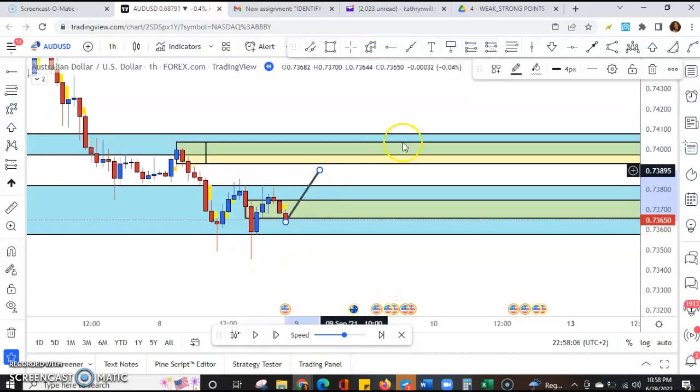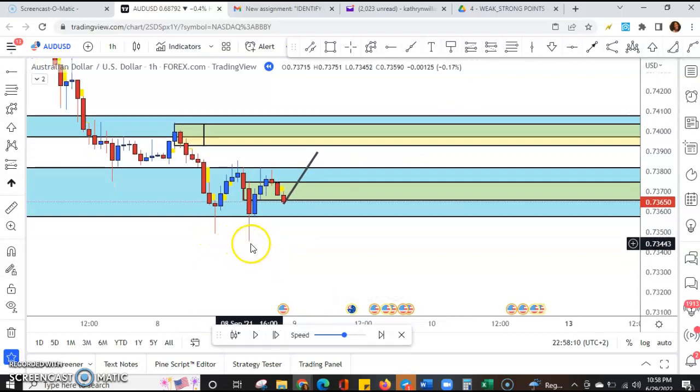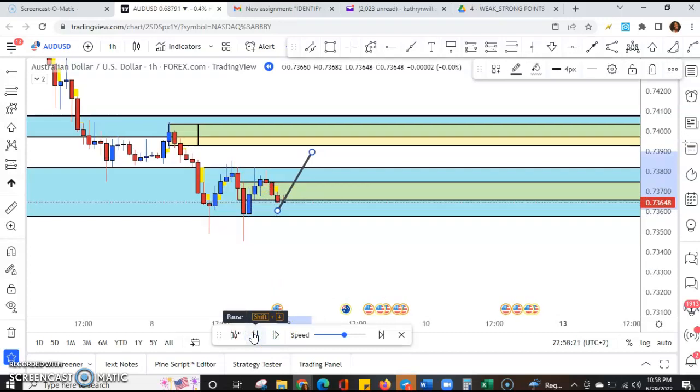Now, I also see other confirmations. I don't know if you can see this head and shoulders pattern. This is the head because it's the lowest low. This is the left shoulder here. So that's extra confirmation that it is forming a right shoulder to take this trade up for a buy, okay?